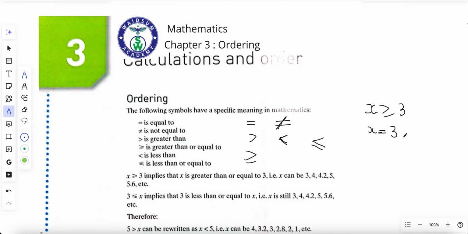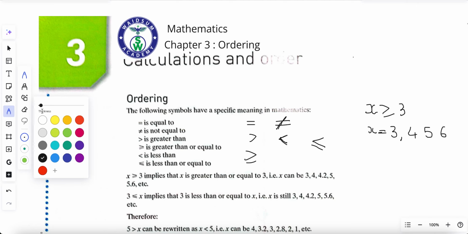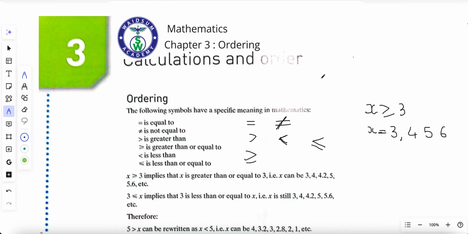3 is inclusive, meaning numbers like 3, 4, 5, any number greater than 3, but starting from 3. But if we just say x is greater than 3, it will be a different ball game. It means numbers from 4, for example 4, 5, 6, and so on. But when you say x is greater than or equal to 3, 3 is inclusive.